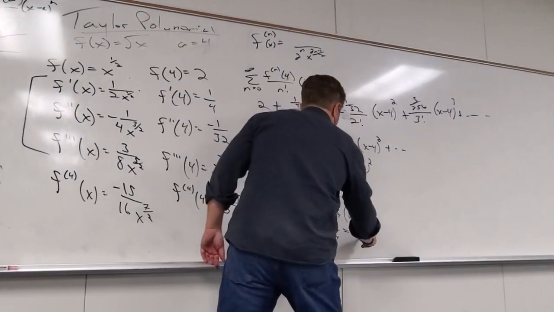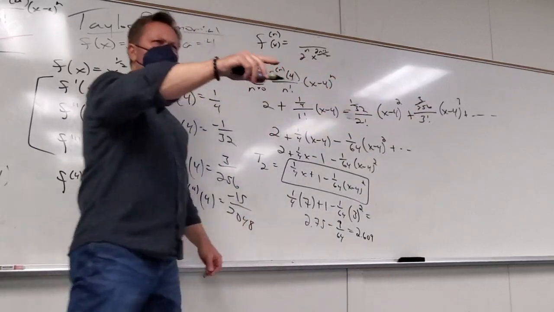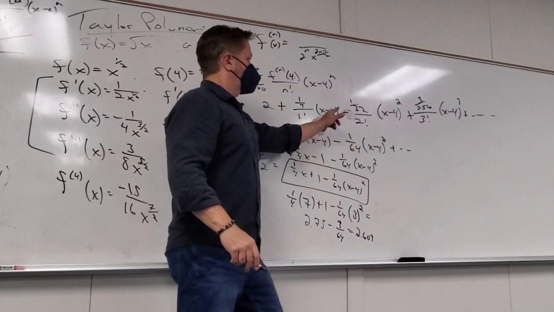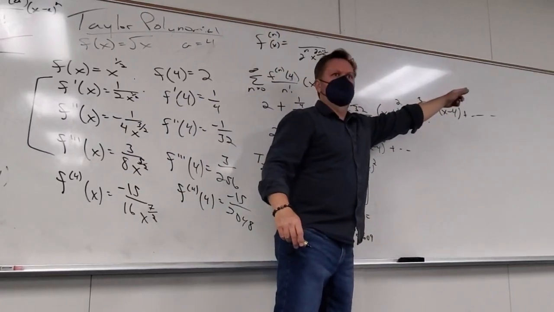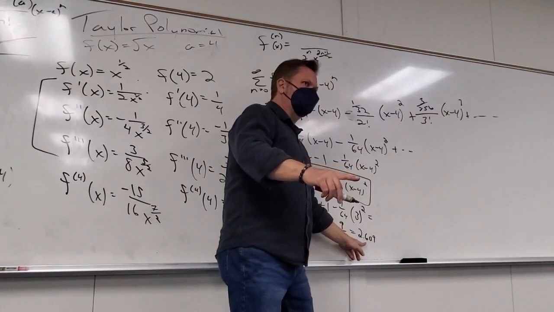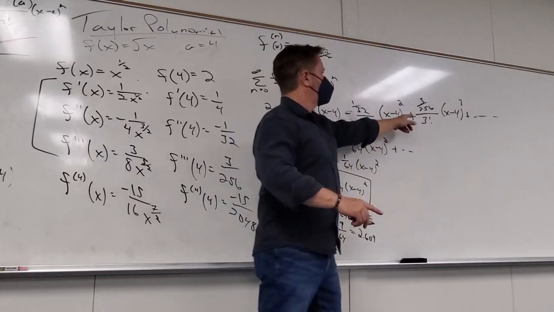2.609? And what was the actual answer again? 2.645. That's a lot closer now, right? Yeah. So what's going to happen if I keep going further into the polynomial? It's going to get more accurate. So real quick, is that below or above the actual answer? Below. See how the next term is positive?